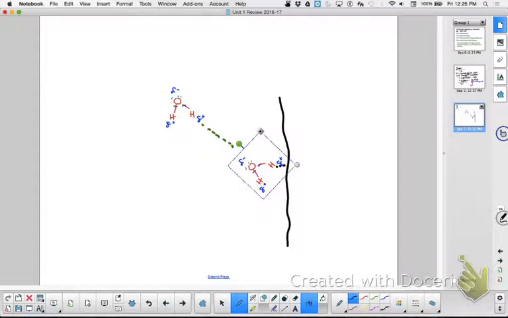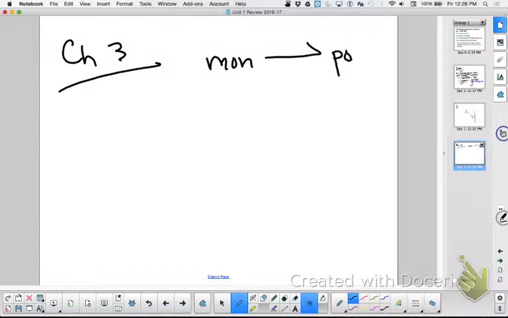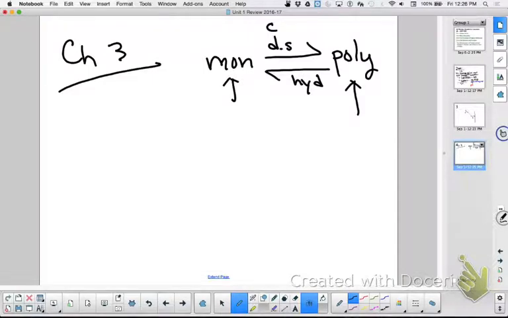Okay? So then that took care of chapter 2, and then we moved into chapter 3. In chapter 3, we learned how monomers can become what? Polymers, or how polymers can become monomers. How do monomers become polymers? Dehydration synthesis, or another name for it is condensation. What's the other way? Hydrolysis. Then we just had to learn what the monomers were for the polymers.